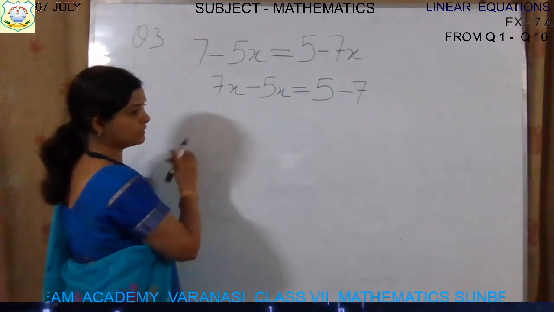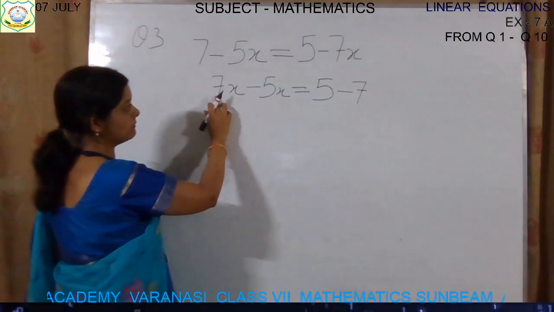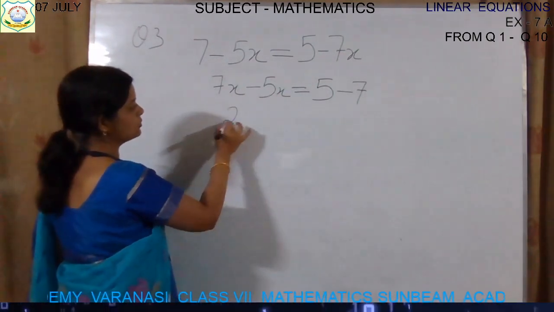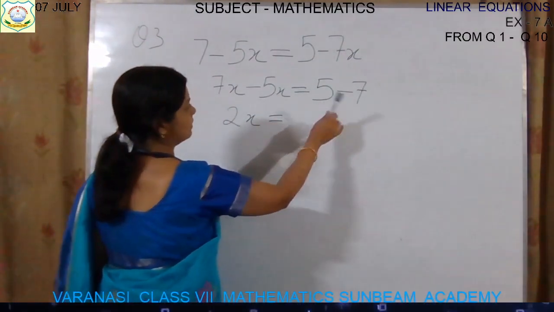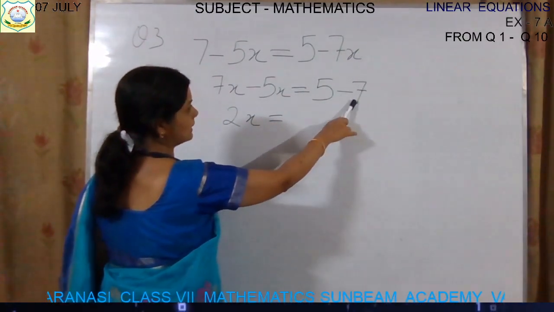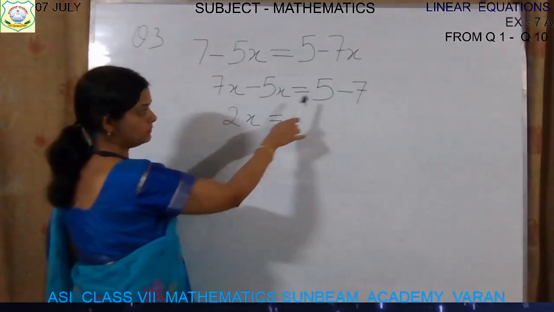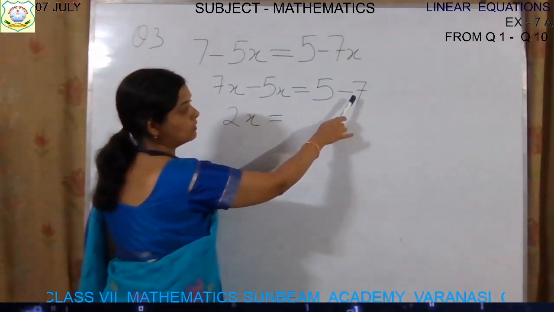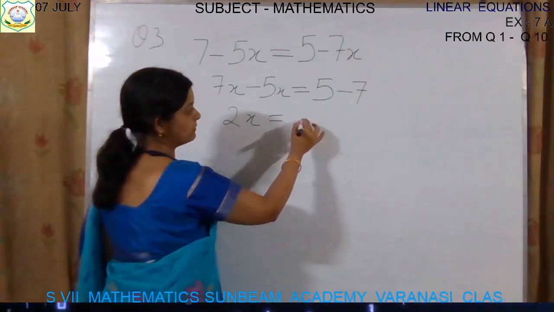7x minus 5x. We are having 7x as well as 5x and we have to subtract. So 7 minus 5 is 2x. That is equal to 5 minus 7. One is positive, one is negative. We will subtract. Same here, we have done. Same case here. One is positive, one is negative. We will subtract from the bigger number. 7 minus 5 is 2.